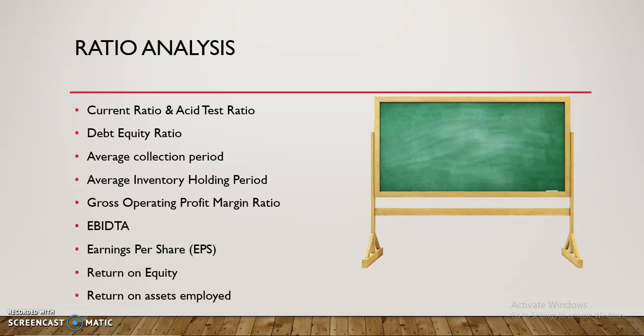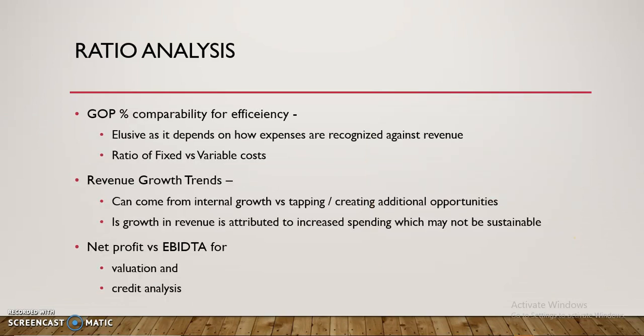We understood how to calculate them. In this video, we will be learning about the common things in ratio analysis. I mean, let's recapitulate what we discussed while we were discussing individual ratios. Here, what I just wanted to do is summarize the key things that come to my mind. So the first one is GP comparability for efficiency.